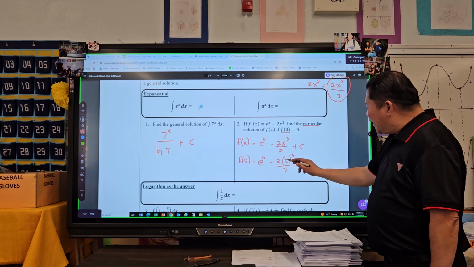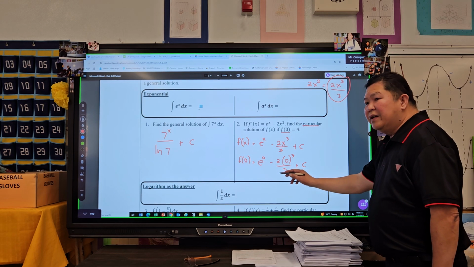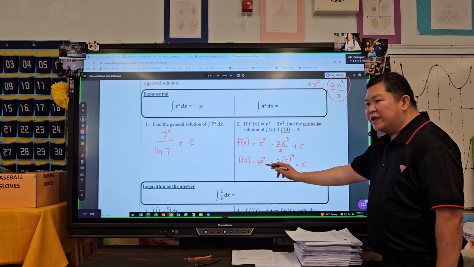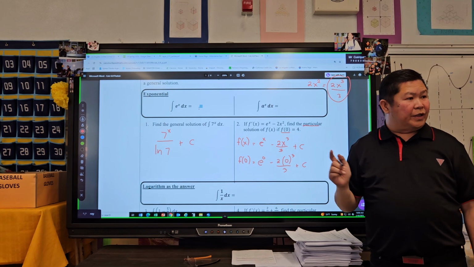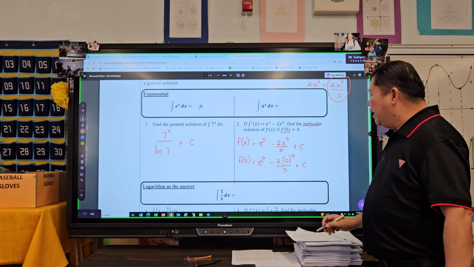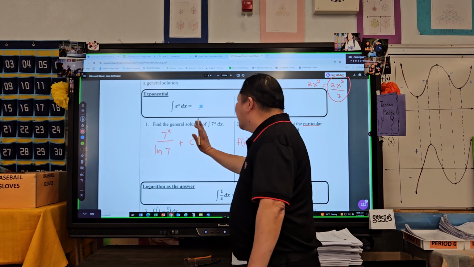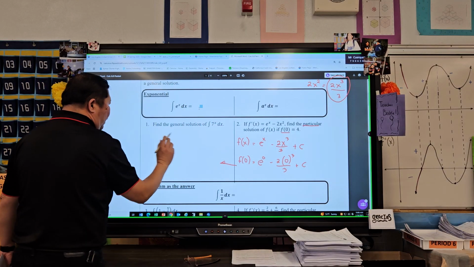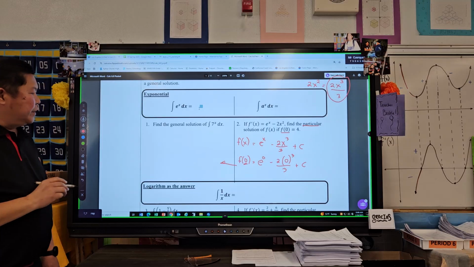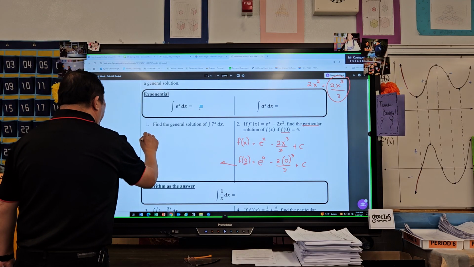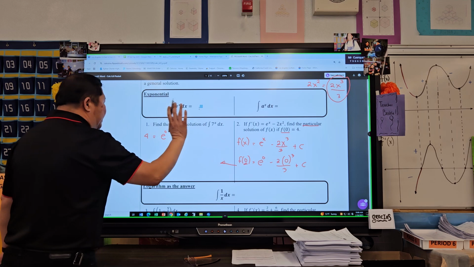But what is this? What do you notice? This is 0. What do you notice in here? This is 1. E to the power of 0 is 1, right? Okay. So, can I continue right here? Since we already have f of 0 as 4, what we write is 4 is equal to e to the power of 0, which is 1.